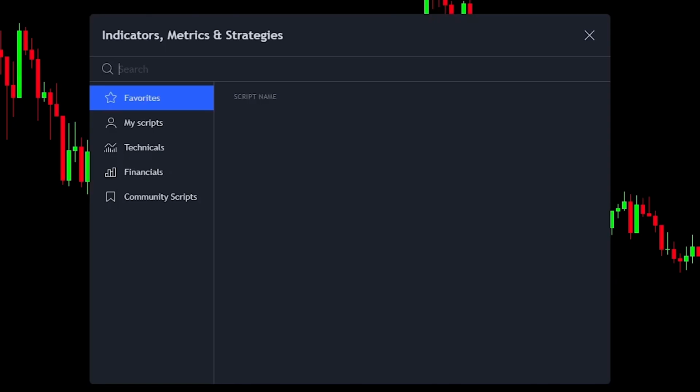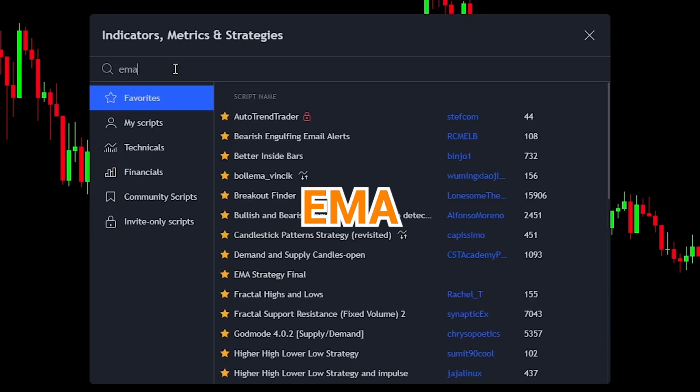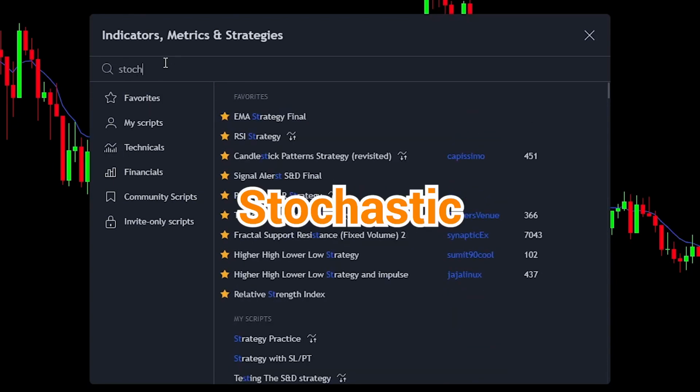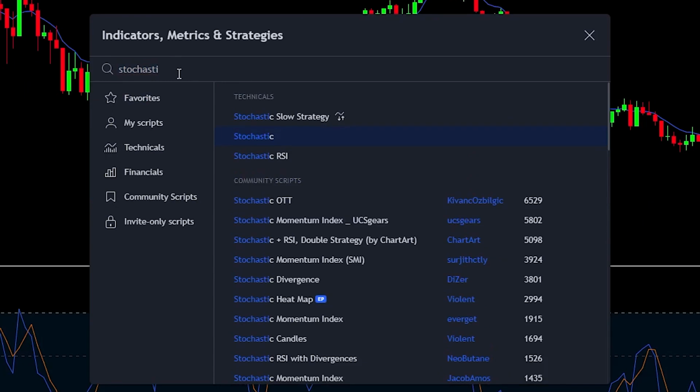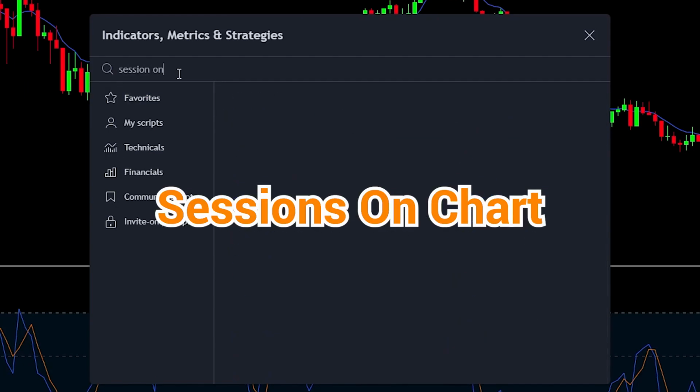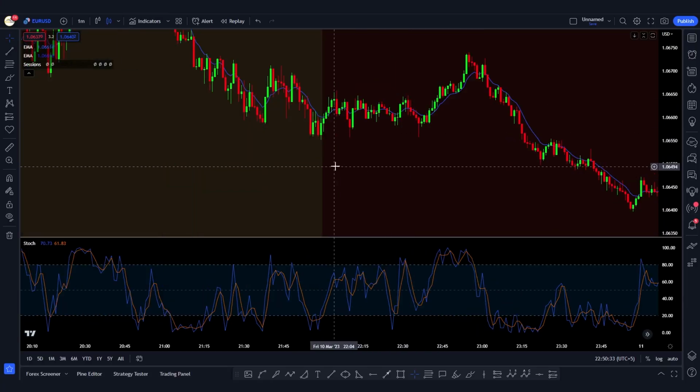So let's go to the indicator tab, and here we're going to search for EMA and we're going to add 2 of these to the chart. Also, let's go ahead and add the stochastic to the chart. And the third indicator that we're going to use is the sessions to the chart. So now the indicators have been added. Let's go ahead and change the settings of these indicators.